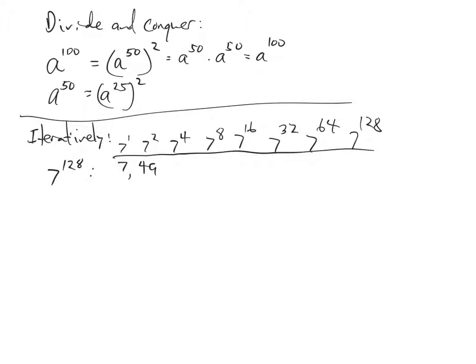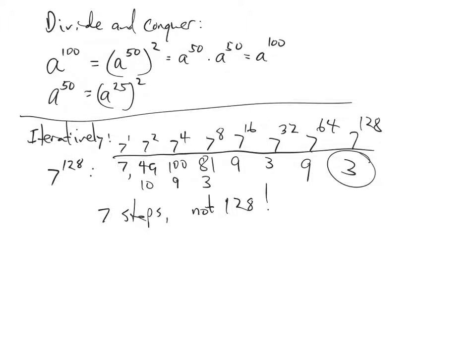So we get 49, which is 10, and so we square that, we get 100, and that's 9, because 91 is a multiple of 13. Square that, we get 81, which is 3. Square that, we get 9. Square that, we get 81. Square that, we get 9. Square that, we get 81. So the answer is 3. But the exciting thing is it only took 1, 2, 3, 4, 5, 6, 7 steps, not 128.